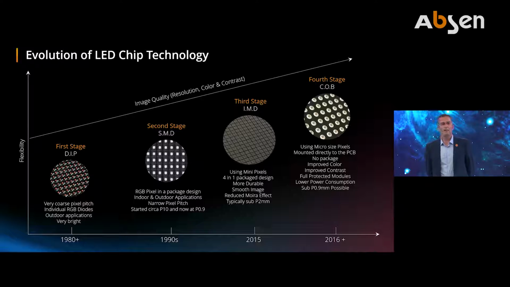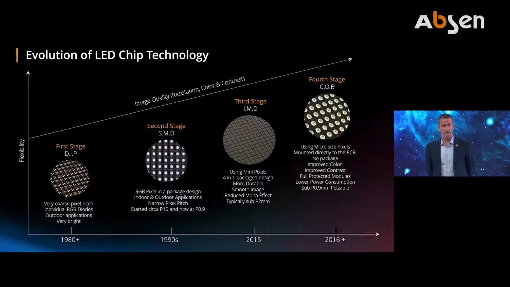Then came SMD technology, which really started in the 1990s. And this technology is using red, green, and blue pixels in a single package. And this really allowed LED manufacturers to focus on narrow pixel pitch applications and indoor applications.